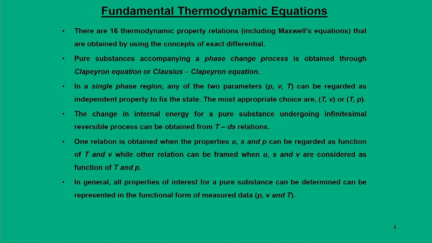Based on this, we obtained one set of relations in which the properties U and S are regarded as functions of temperature and volume. The other relations we framed for temperature and pressure. And ultimately we said that all properties of interest for a pure substance can be determined as a functional form from the measured data, which are pressure, specific volume and temperature, and we can find the other derived properties using these relations.